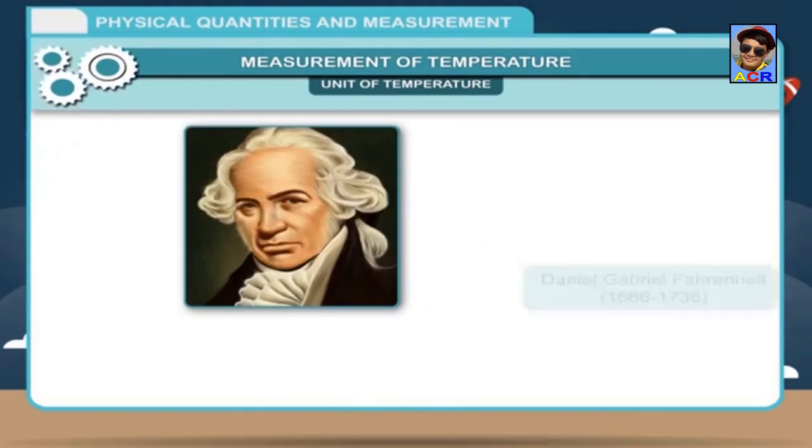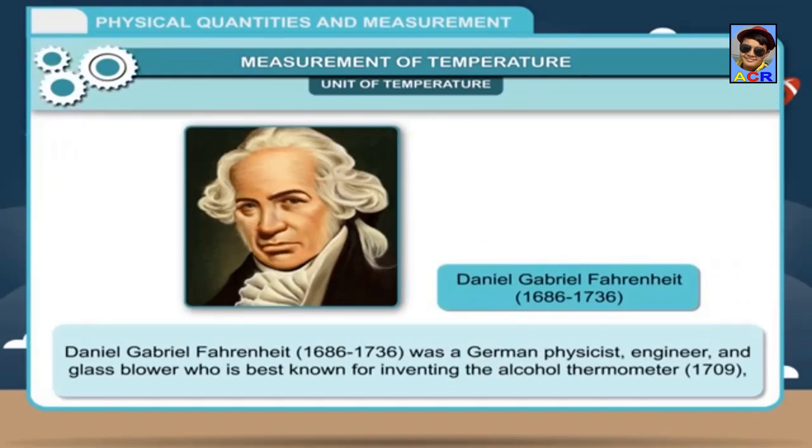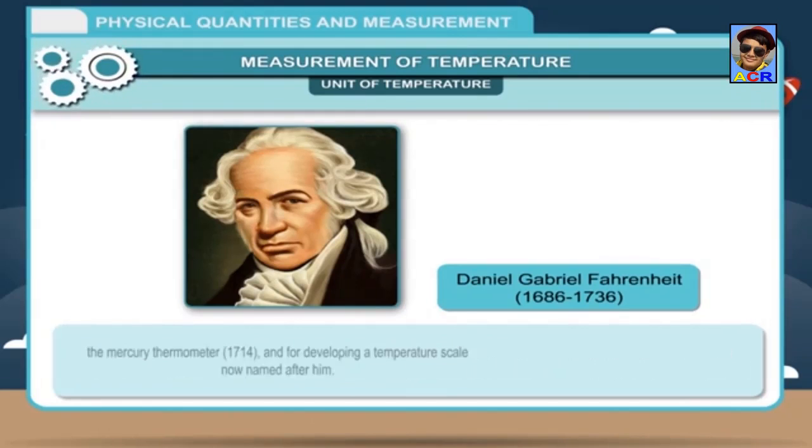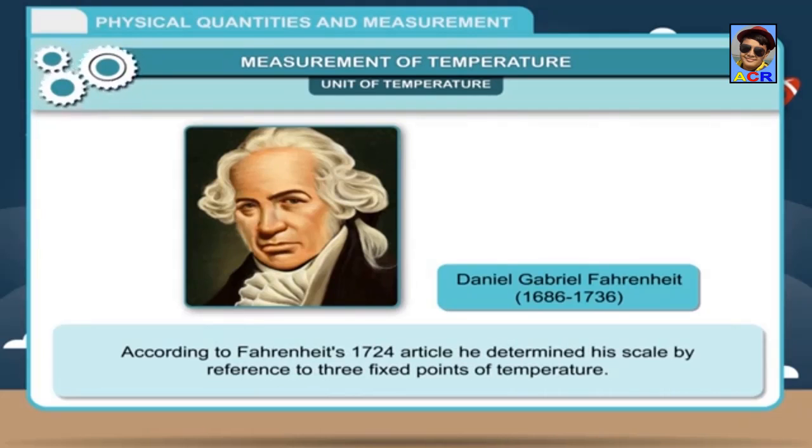Scientist Daniel Gabriel Fahrenheit, 1686 to 1736, was a German physicist, engineer, and glassblower who is best known for inventing the alcohol thermometer in 1709, the mercury thermometer in 1714, and for developing a temperature scale now named after him. According to Fahrenheit's 1724 article, he determined that scale by reference to 3 fixed points of temperature.